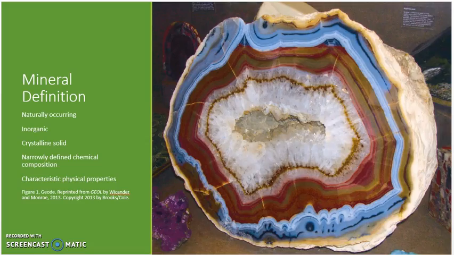A mineral is narrowly defined as a naturally occurring, inorganic crystalline solid with a fixed chemical composition and characteristic physical properties. By this definition, substances such as ice and diamonds are considered minerals, whereas water and synthetic or lab-created diamonds are not. We will explore this further in class.